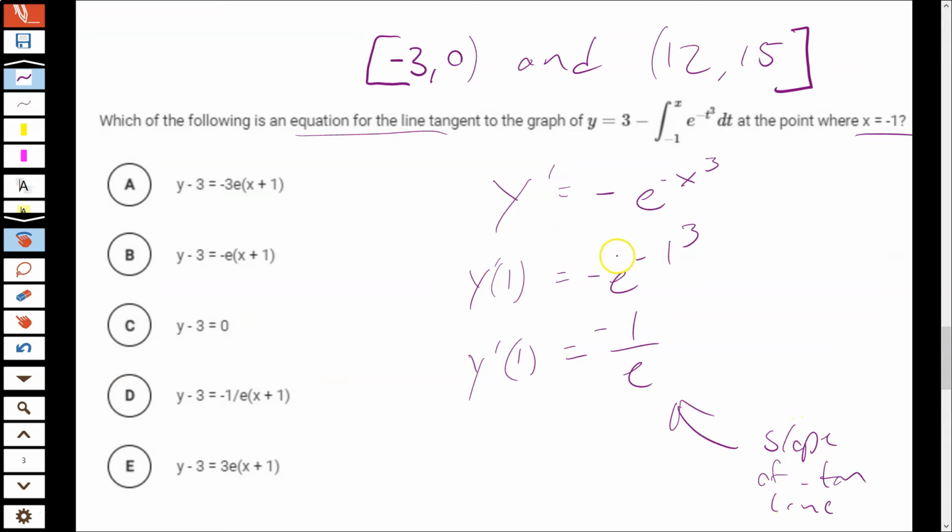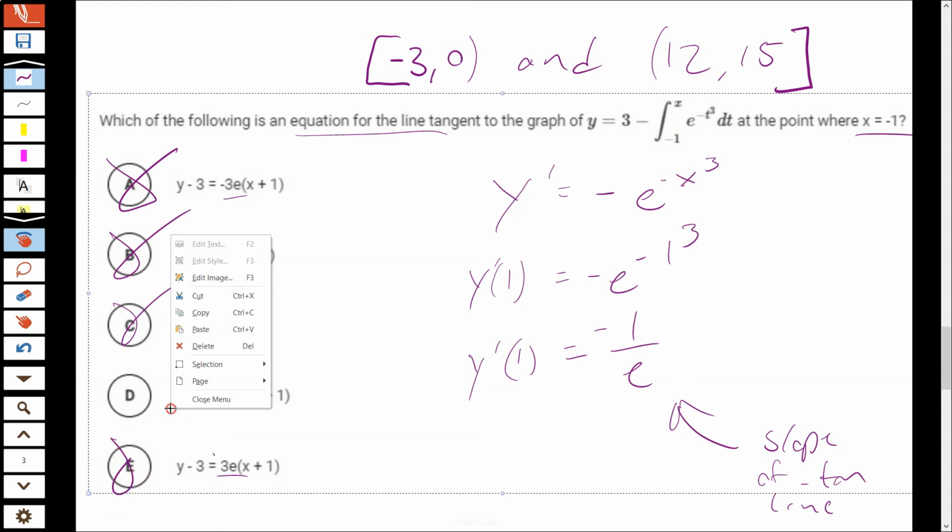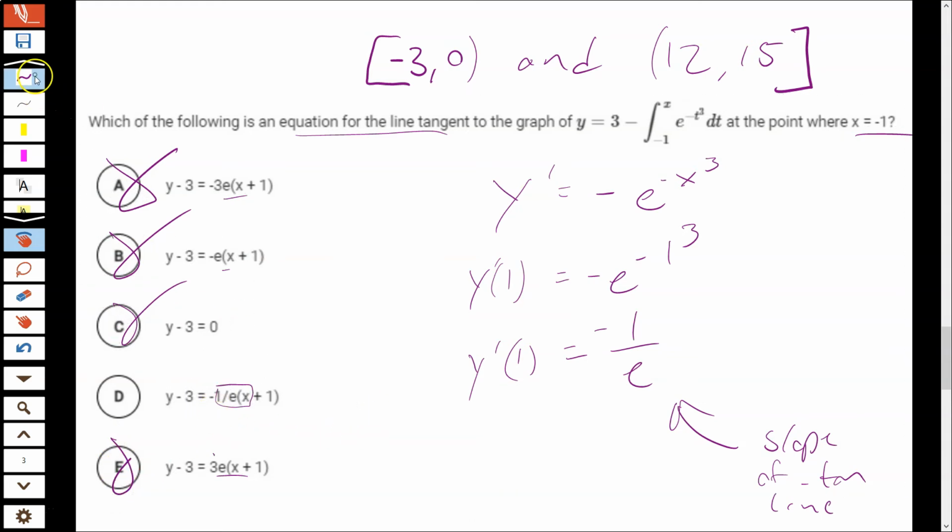Okay. So what I would maybe do here is look at these equations and eliminate everything that does not have the correct slope, right? So this one has a slope of negative 3e, wrong. Negative e is my slope here, wrong. This one has a slope of 0, wrong. Negative 1 over e is what we want, right? So that one is in the running, and then this one, 3e again, wrong. Okay, so it has to be d by process of elimination.